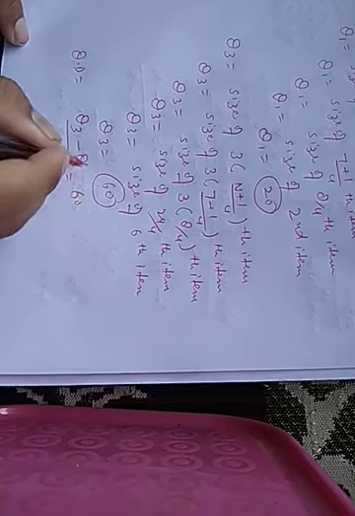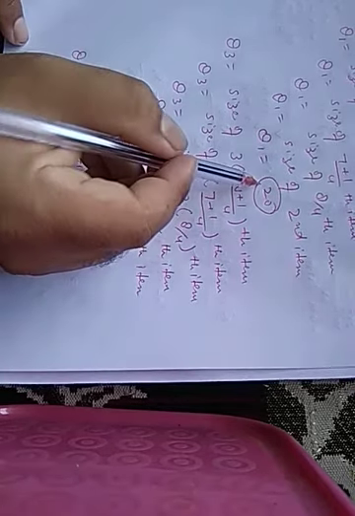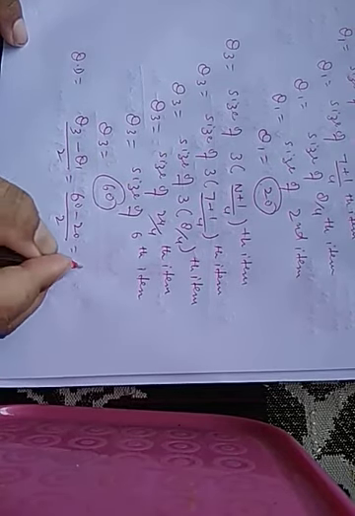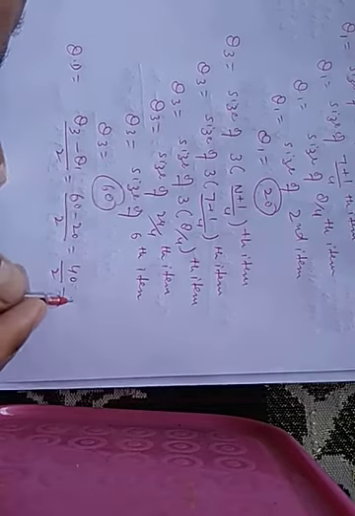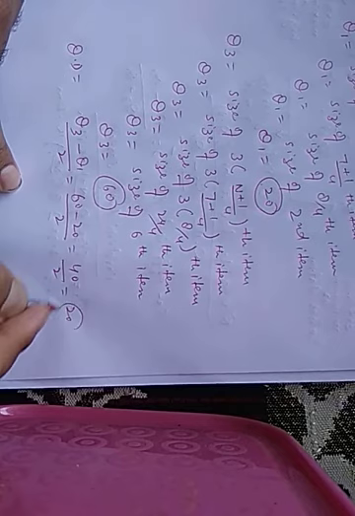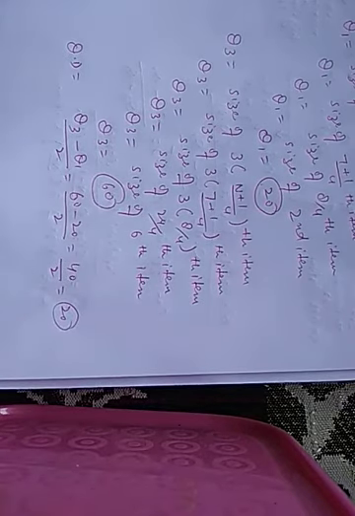Quartile deviation is equal to third quartile minus first quartile divided by 2. It will be equal to 60 minus 20, divided by 2, which is 40 divided by 2. It will be equal to 20. The value of quartile deviation is equal to 20.